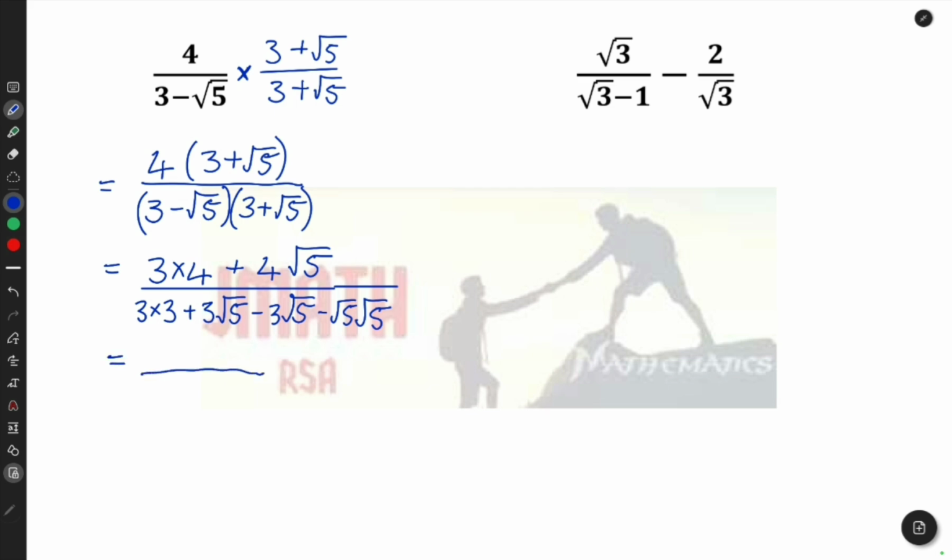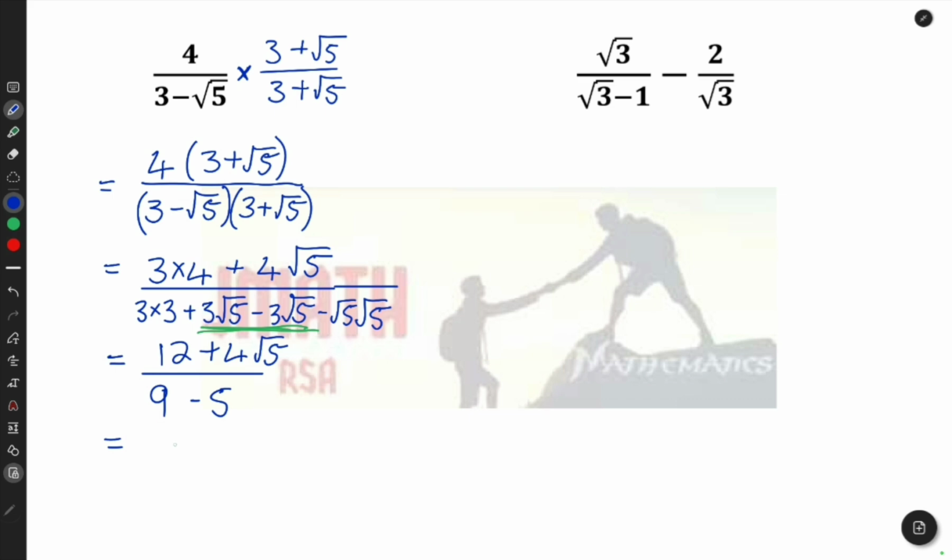So at the top, I am going to have 12 plus 4 root 5. And at the bottom, 3 times 3 is 9. And then these two terms are actually going to cancel each other out. One is a plus, one is a minus, so therefore they just cancel out, and I am left with root 5 times root 5 is just 5.